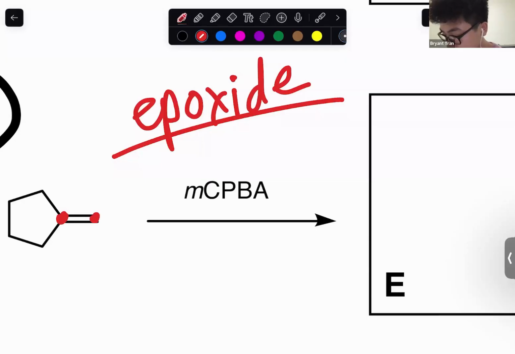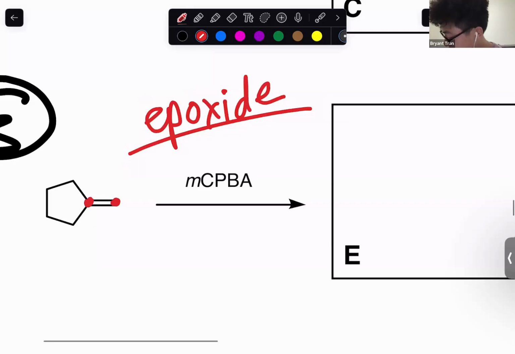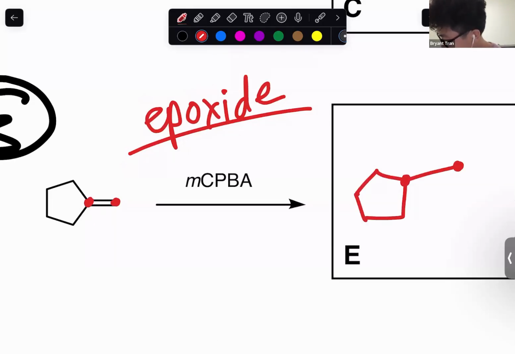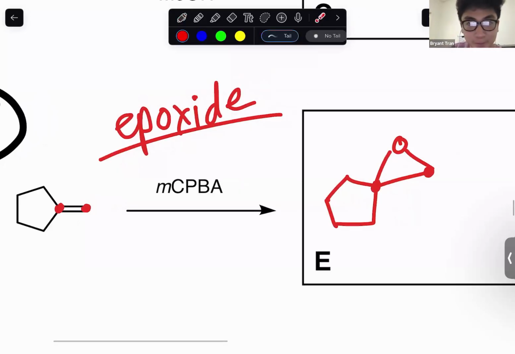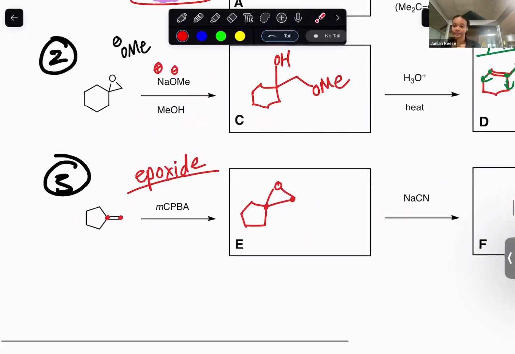So let's say these carbons here are the alkene carbons. Those are going to be the base of the epoxide. So let's say this is that carbon right there. Those 2 carbons that I just circled in red are going to be the base of that epoxide, like that. Okay.